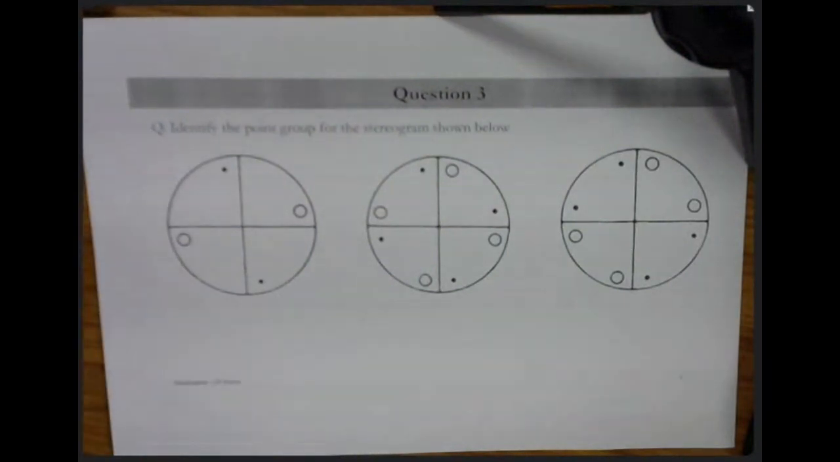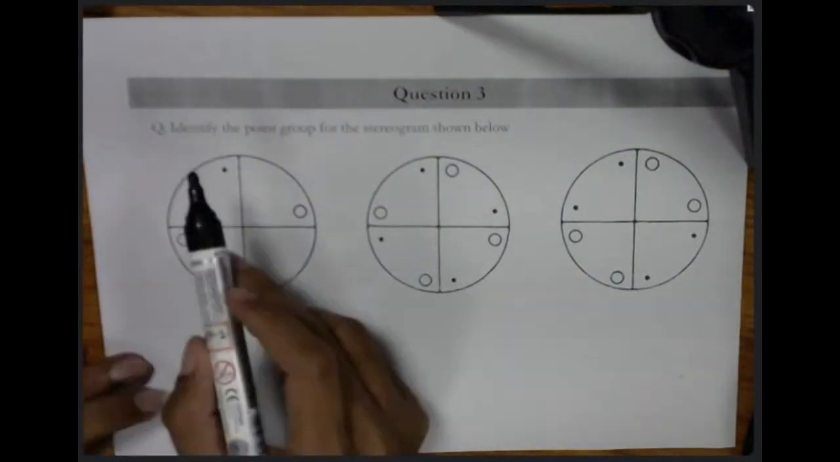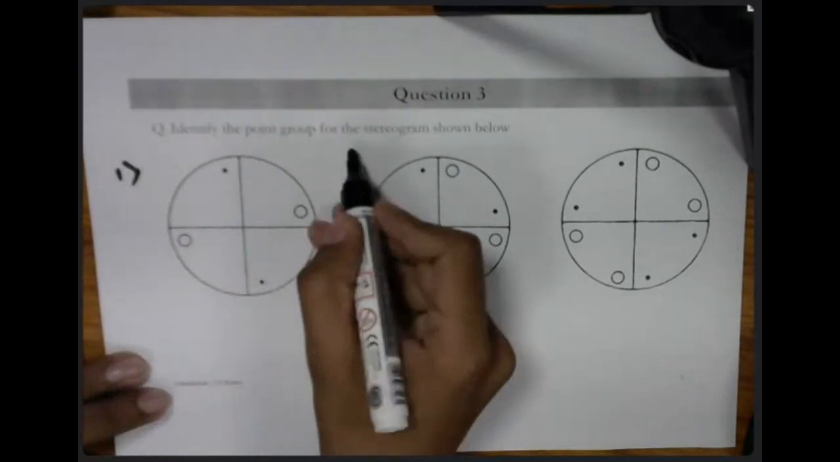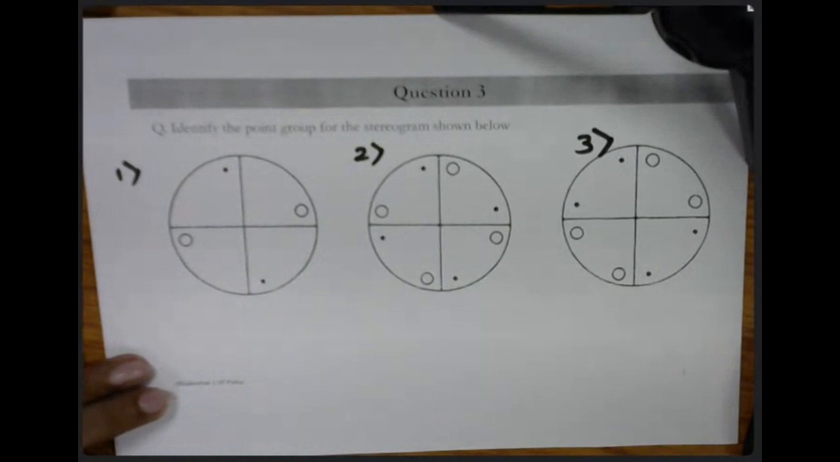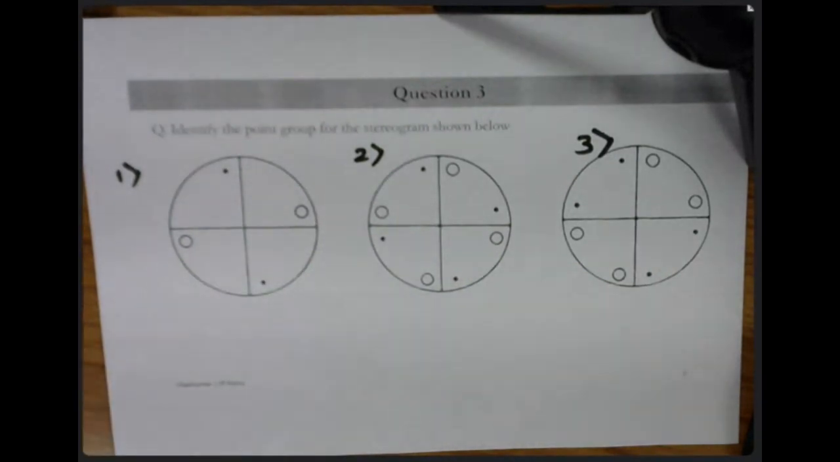So this is question number 3. It is telling us that we have to identify the point group for the stereograms shown below. So we have a total of 3 stereograms, so this itself has 3 questions. What we need to do is identify the point group to which each particular stereogram corresponds. Okay, so let's try to identify them.